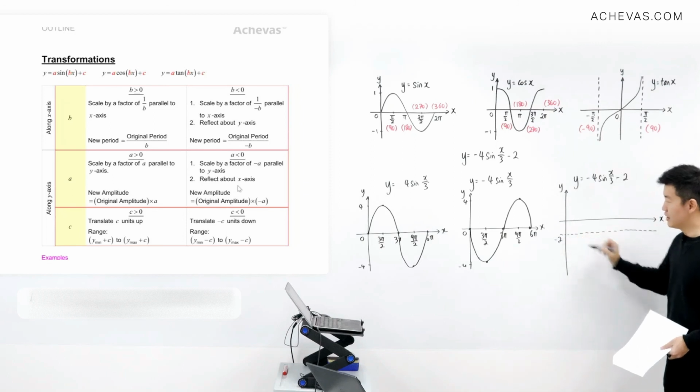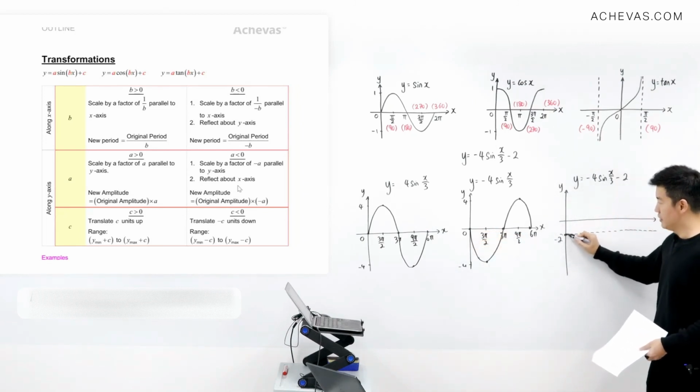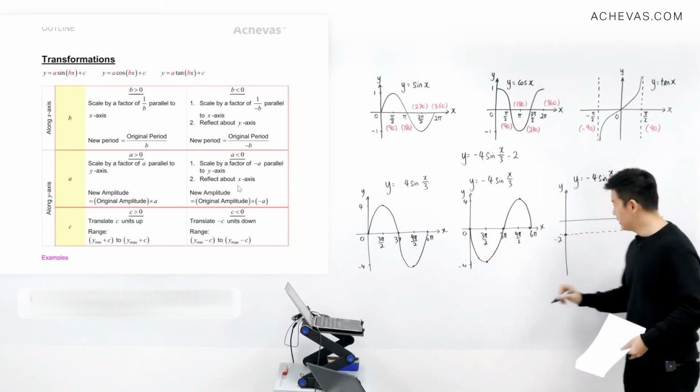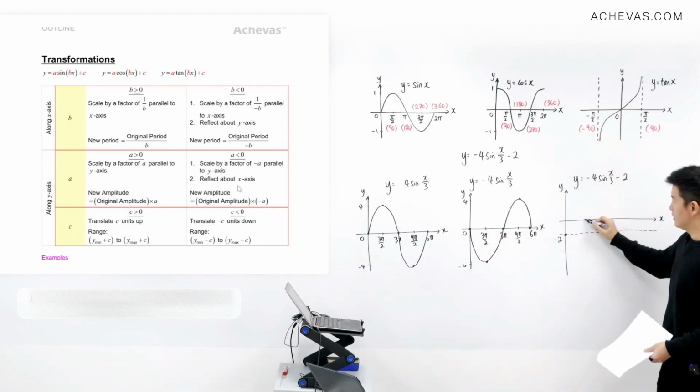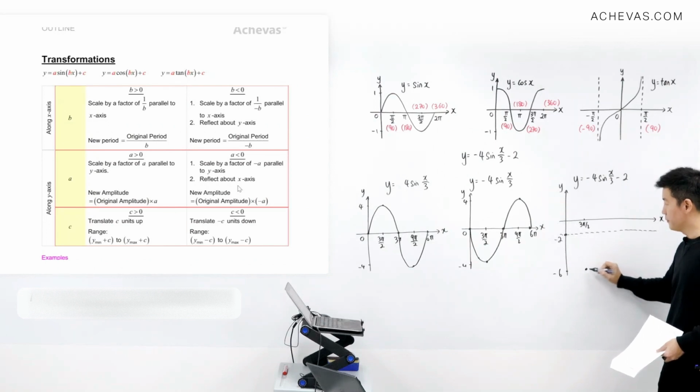Okay, so this is at minus 2. So this point will be translated downwards. It's going to be here. And this point will be translated downwards. So let's say here is where I have the 3 pi over 2. It is going to be somewhere here, translated downwards by 2 units. So it is going to be at minus 6. So it's going to be a point that is here.